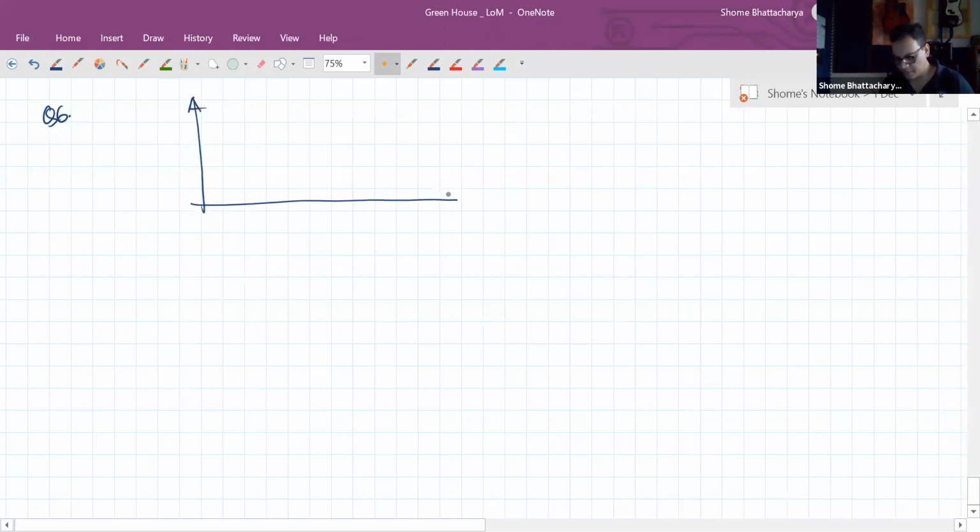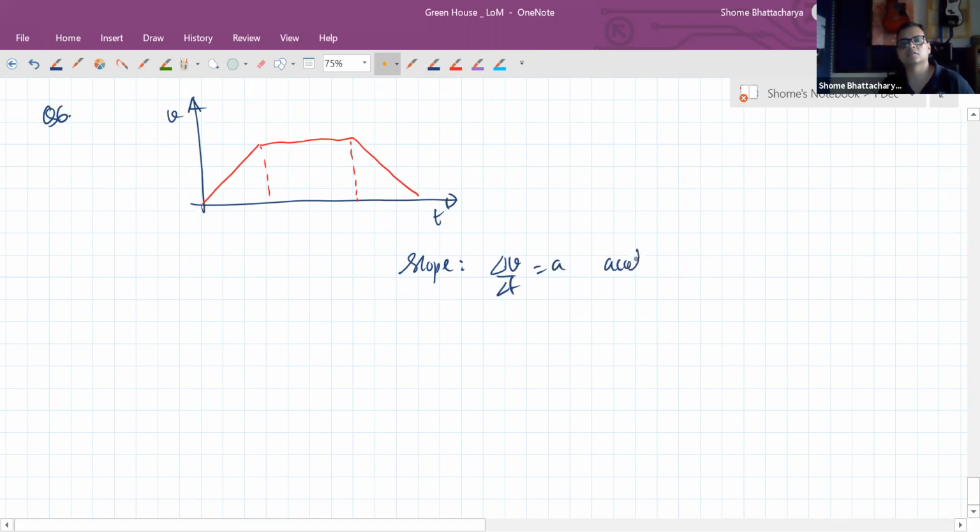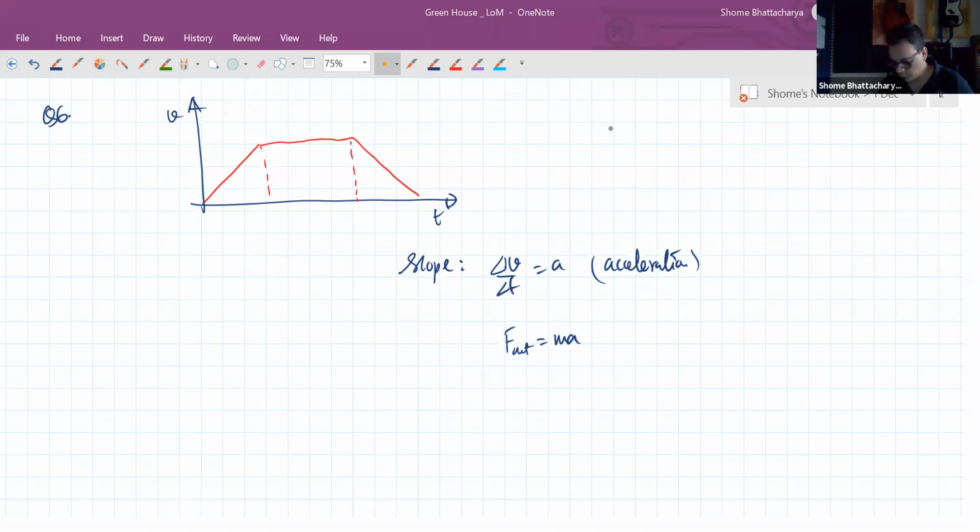So let's see, what is there in question 6? We are given the velocity versus time graph. What does a velocity versus time graph tell us? The slope gives us acceleration. So this sort of graph is given to us. Remember the slope, that is delta v by delta t, is the acceleration. And then of course the net force acting on a body is equal to mass into acceleration. So Shweta, you understood the point over here. You have to use the graph to find out the slope.